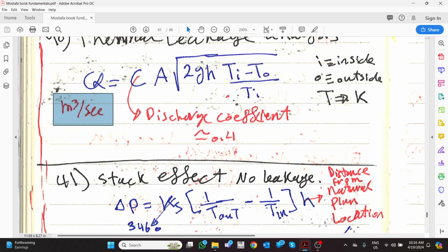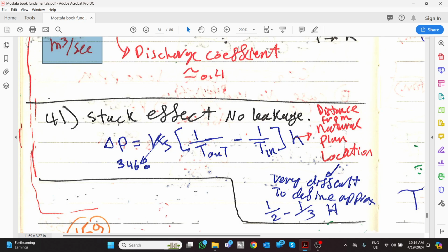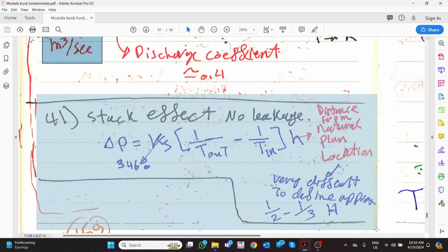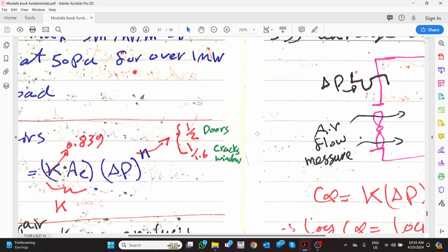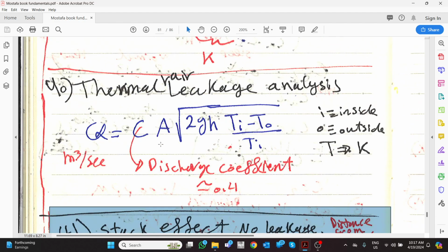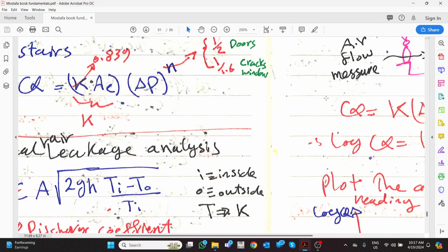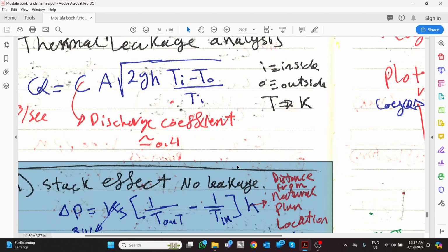Okay, so the last point is regarding the stack effect. Stack effect is not purely pressure and not purely thermal. It is due to temperature difference, which creates a pressure.